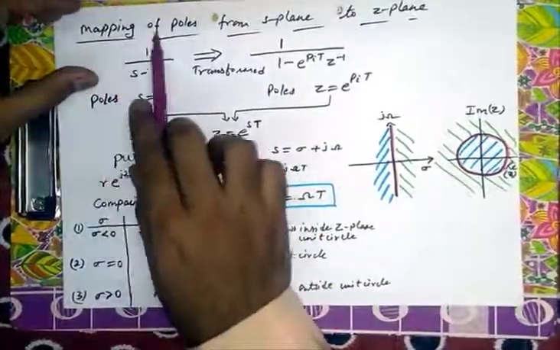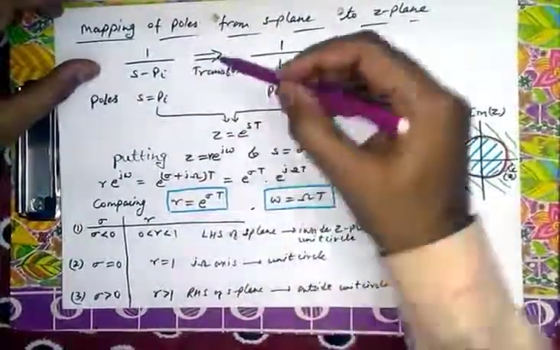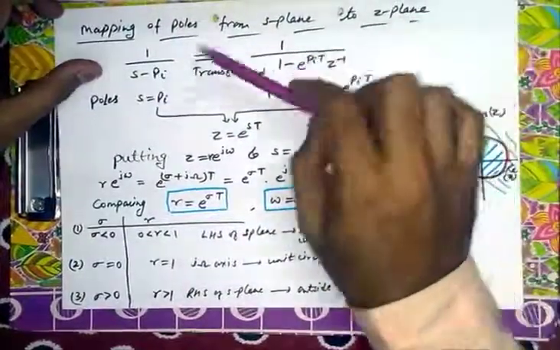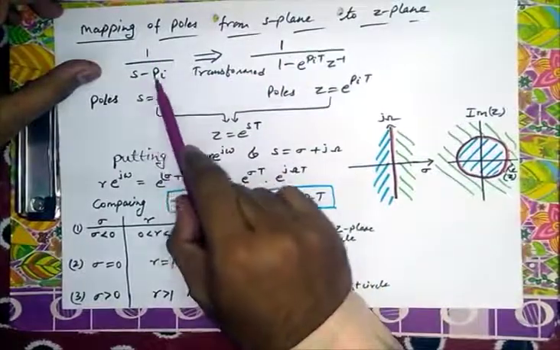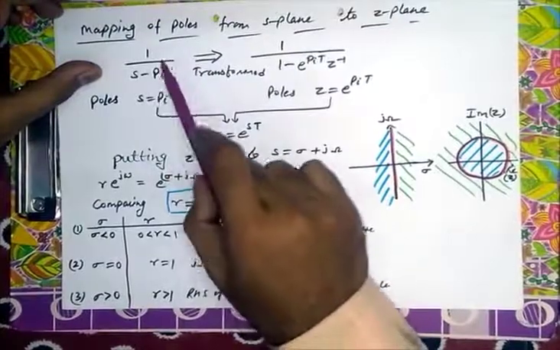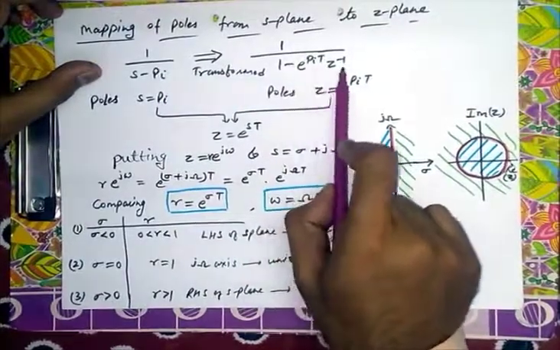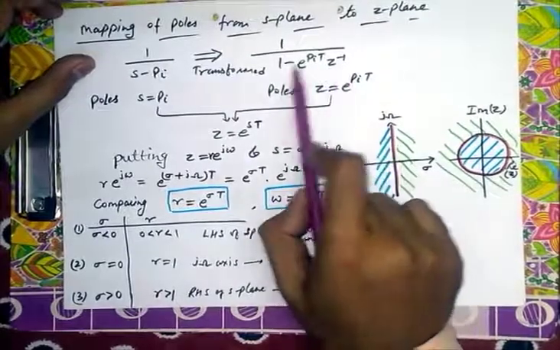That is, first is mapping of poles from S plane to Z plane. How does the desirable property get fulfilled in this impulse invariance method? That is, 1 upon s minus p_i, the starting case we have assumed in equation number 1, is transformed to 1 upon 1 minus e raised to p_i T z inverse. That is the last conclusion.